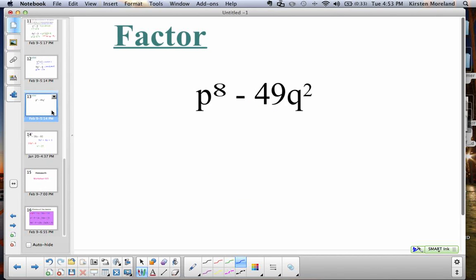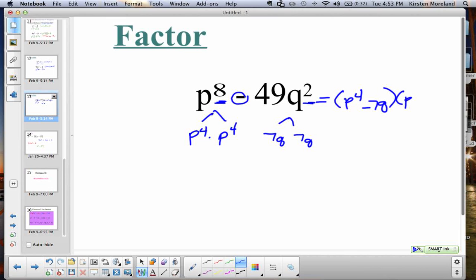We have one more here, and I just want to show you that even if it's not a squared here, they can sometimes be perfect squares. So p to the 8th is really p to the 4th times p to the 4th, because remember when you multiply, you add the exponents, and 4 plus 4 gives me 8. There is a subtraction sign, so it works. 49 is 7 times 7, and q squared is q times q. So 7q times 7q would give me 49q squared. So this is equivalent to p to the 4th minus 7q, and p to the 4th plus 7q.